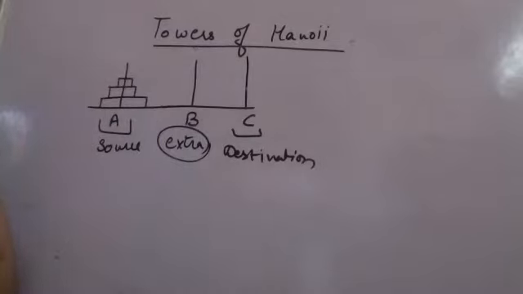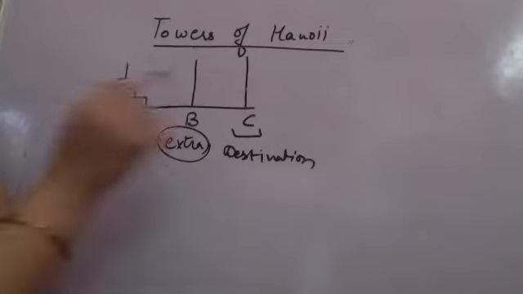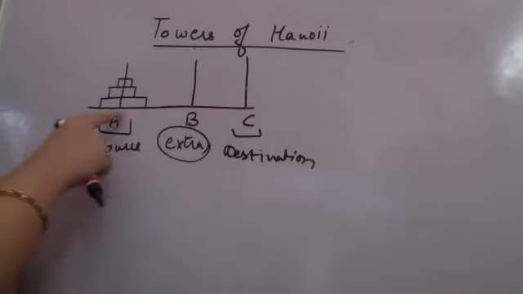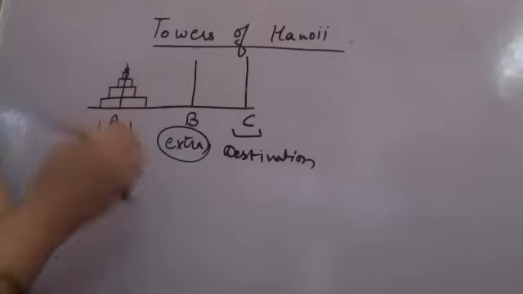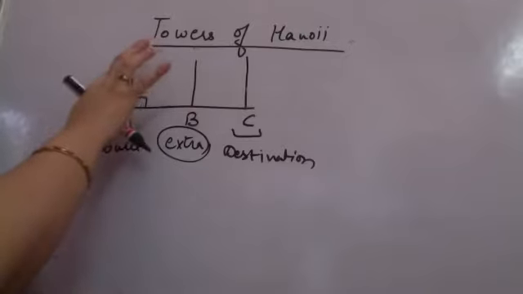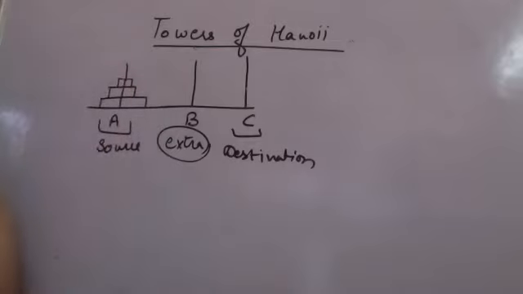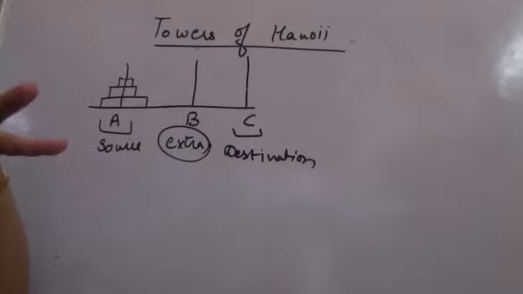This is the problem. The tower that is in the source, that tower is to be recreated. It is possible that it is having only 3 or maybe 4 or maybe 5 or maybe only 2 and so on. For example's sake, I am taking 3 disks. So let us try to see how we can solve this problem.